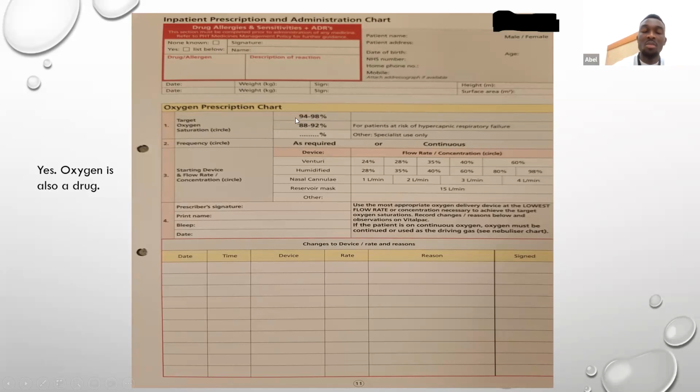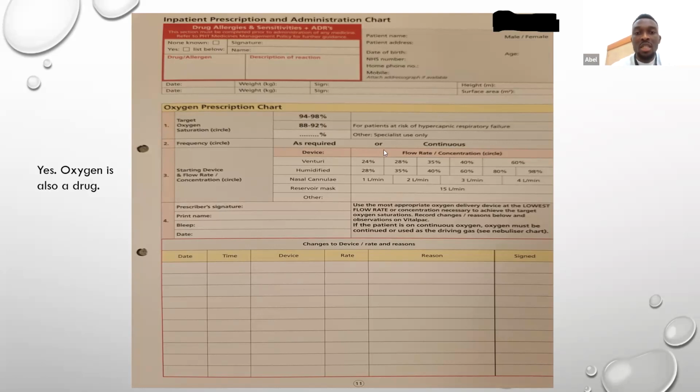But some patients who have, for example, COPD, don't fall under this first category because they've chronically been hypoxemic and the saturation is lower than the norm. And giving this patient too much oxygen could actually be harmful. Okay, so that's why oxygen needs to be prescribed.